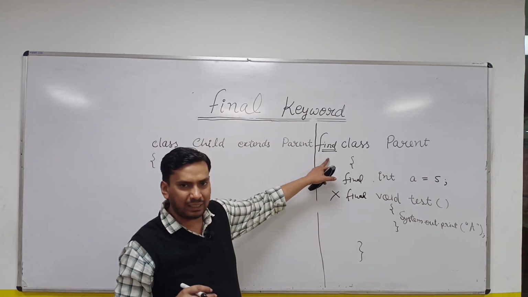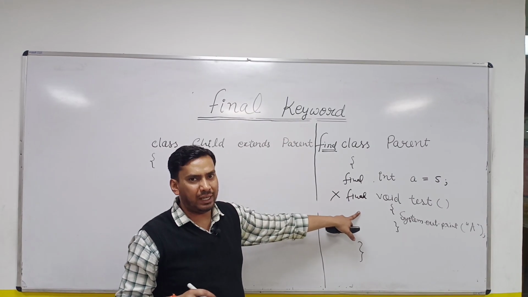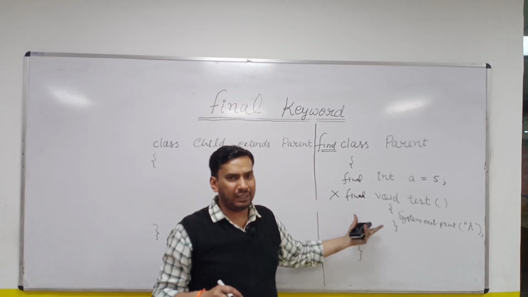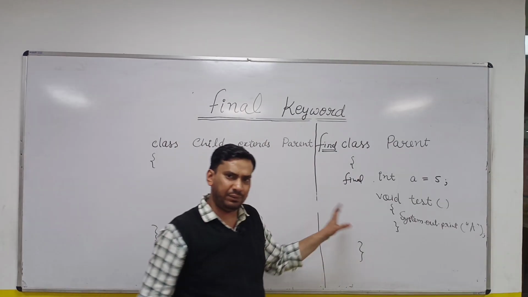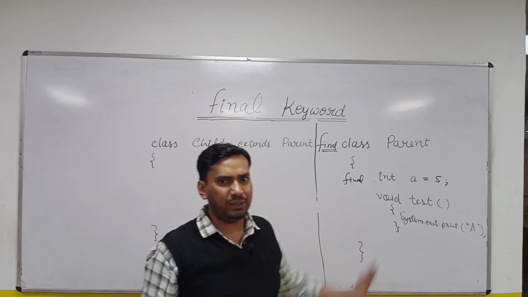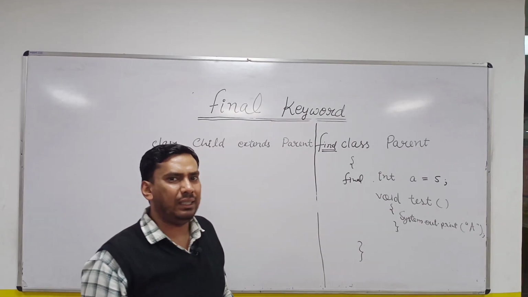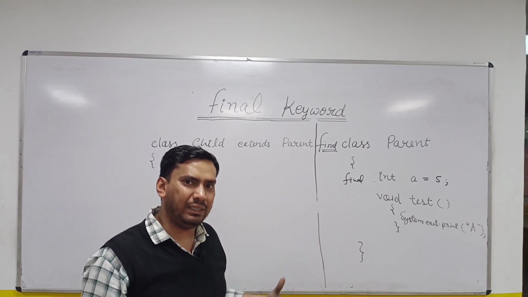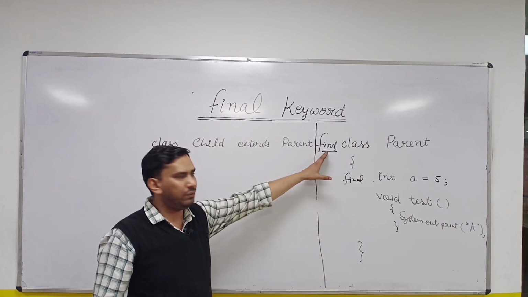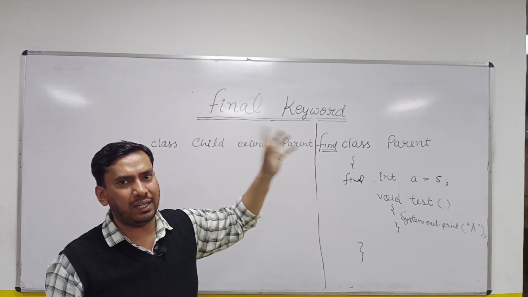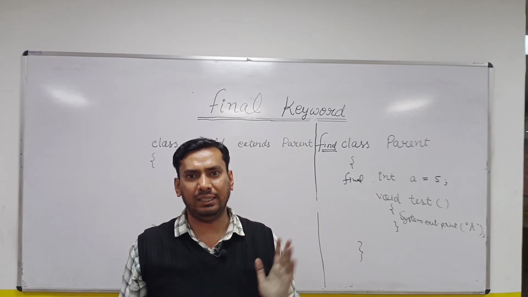If the class is declared final, the final on the method is useless. You need not write a final keyword here. Even if you write it, it is not a problem, but you need not write it because the class is not inheritable, so the method cannot be overridden. Right? So this is the third use of the final keyword. A final class cannot be inherited.